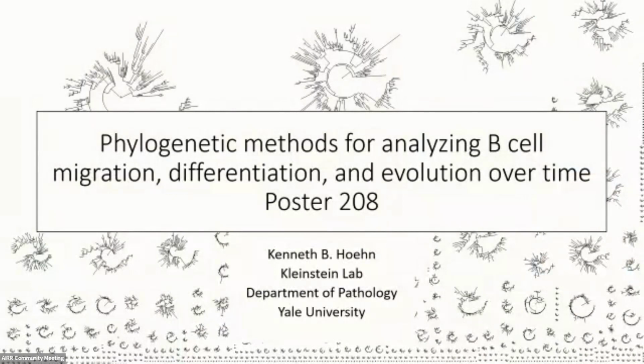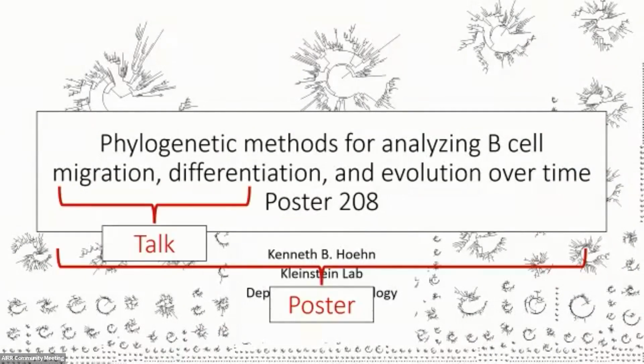Okay. Hi, everyone. I'm Ken Hoehn, a postdoc in Steve Kleinstein's lab at Yale. Today I'm going to be talking about my work in developing new phylogenetic methods for understanding B cell migration, differentiation, and evolution over time. A bit of a word on scope for this talk: I'm just going to be focusing on B cell migration and differentiation. But for my poster, I'm going to talk about all three. So if you're interested in evolution over time, that's going to be detailed in my poster, which is number 208.